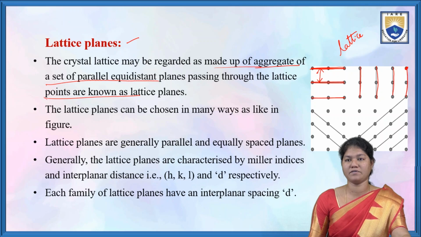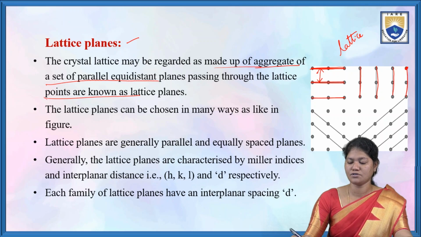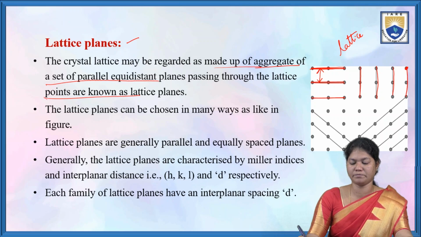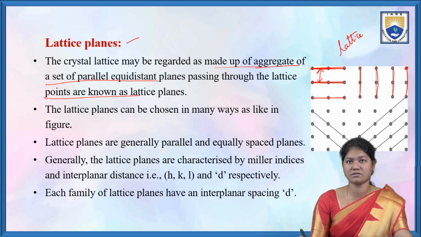So the crystal planes are passing through the lattice points. When we compare it to the other plane, the distance will be the same. An aggregate of a set of parallel equidistant planes. These are parallel planes, and these are a set of parallel equidistant planes. When you take the distance between two parallel planes, the distance is the same. Here, if we take the distance between these two planes, it is d. Here the distance between these two planes is also d.